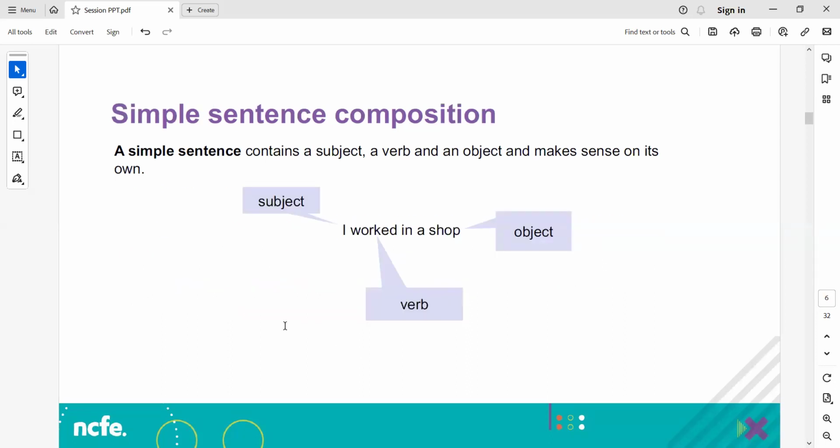So a simple sentence, as we have learnt, contains a subject, a verb, and an object. And it makes sense on its own. So here we've got the same example. I worked in a shop. I is the subject of the sentence. Worked is the verb. And shop is the object. So it's very simple.